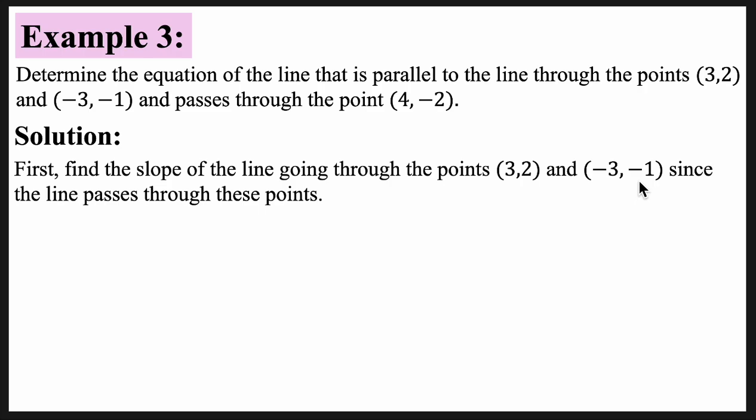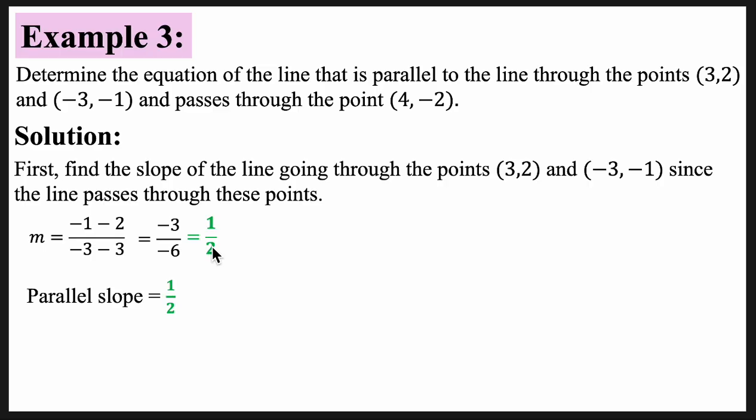Using the slope formula, difference in y over difference in x, that is negative 1 minus 2 divided by negative 3 minus 3 gives you negative 3 over negative 6. And that simplifies into a positive 1/2. So that means the original line has a slope of 1/2. Now the equation that is parallel to that should have the same slope.